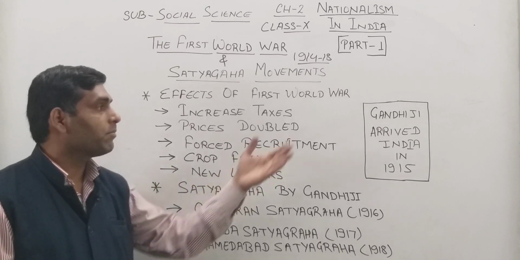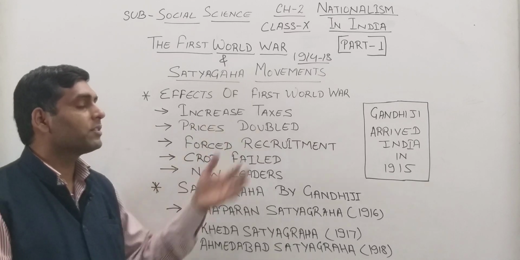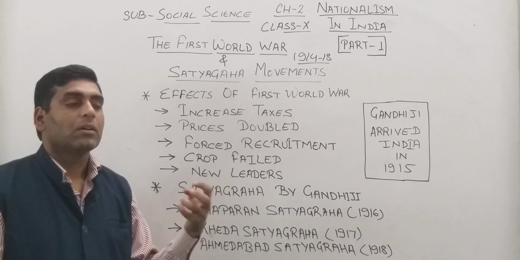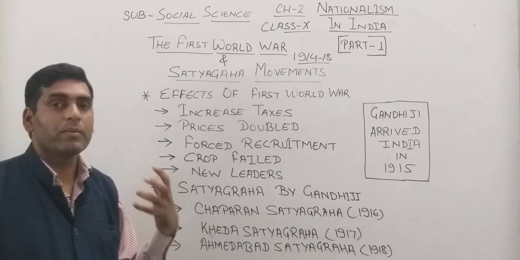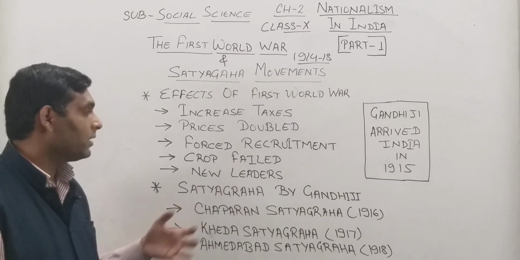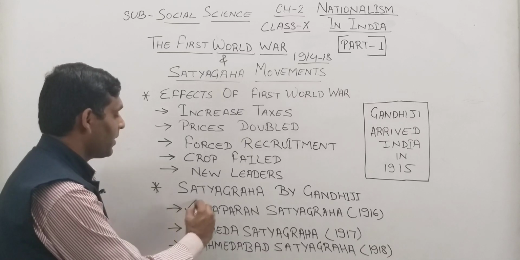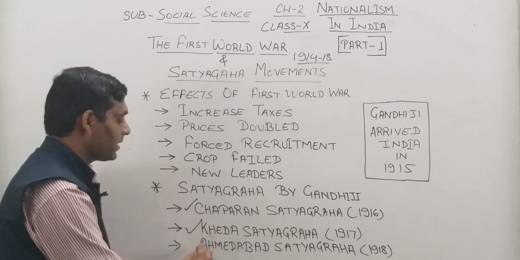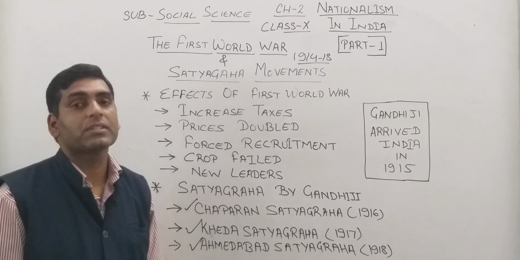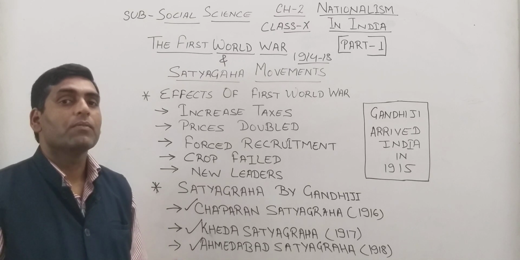New leaders like Mahatma Gandhi and other nationalist leaders introduced themselves in the nationalist scenario of Indian society, and by their prestige and awareness, many people joined the nationalist freedom struggle. Then the three important satyagrahas launched by Mahatma Gandhi: first, Champaran Satyagraha, Kheda Satyagraha, and Ahmedabad Satyagraha. After launching these three important satyagrahas, Gandhiji received an important place in the nationalist freedom struggle.